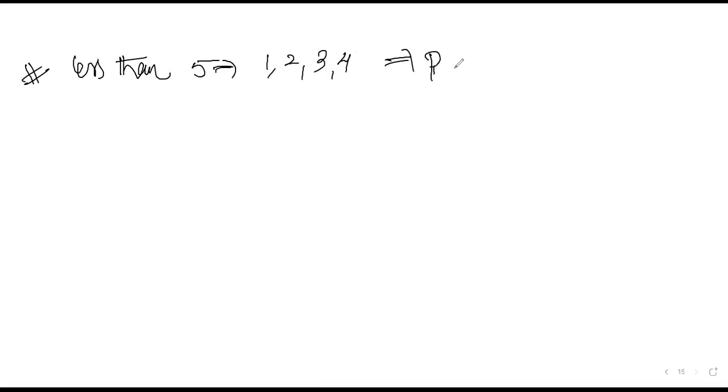Then next thing, what is the next question? A number which is less than 5. Less than 5 means how many numbers are there here? 4. 1, 2, 3, 4. Isn't it? Then the probability of A is equal to 4 out of 6, nothing but 2 out of 3.